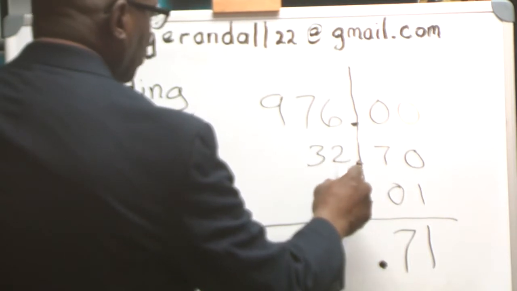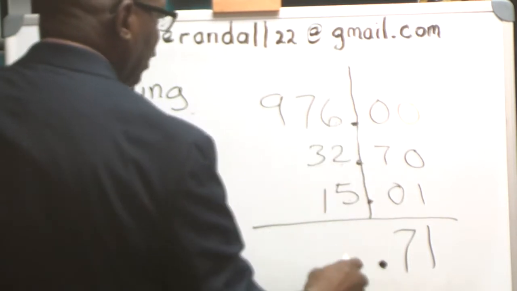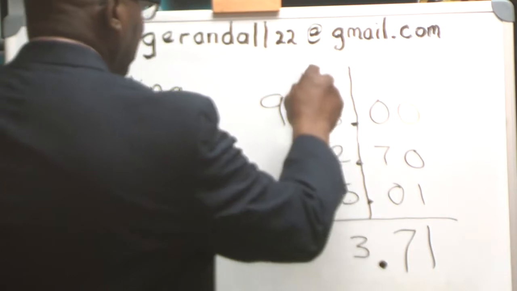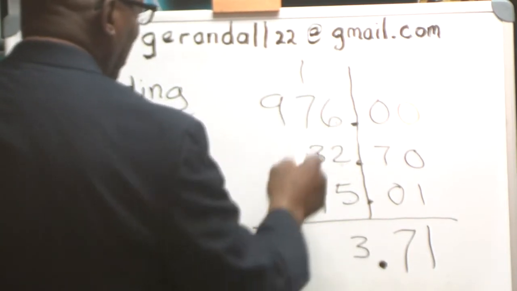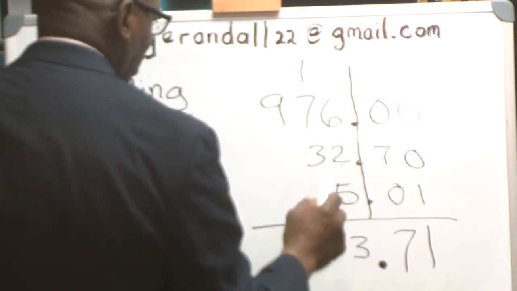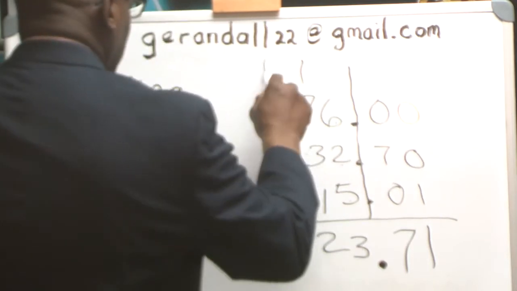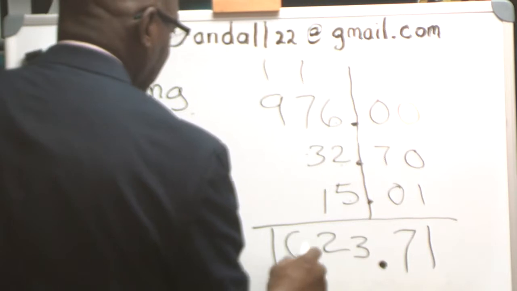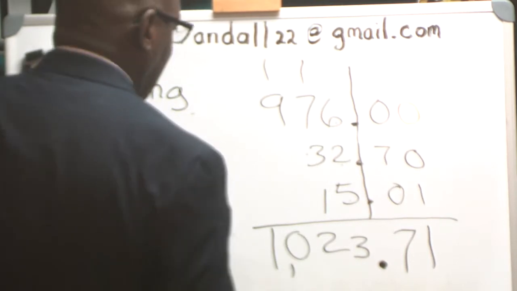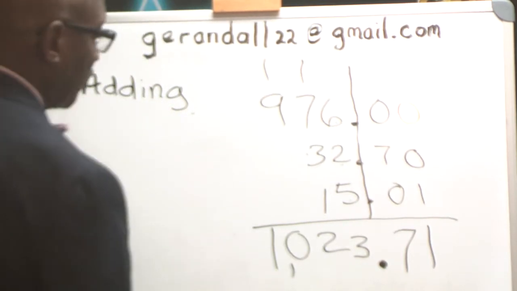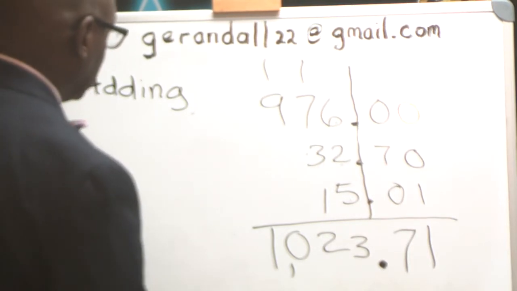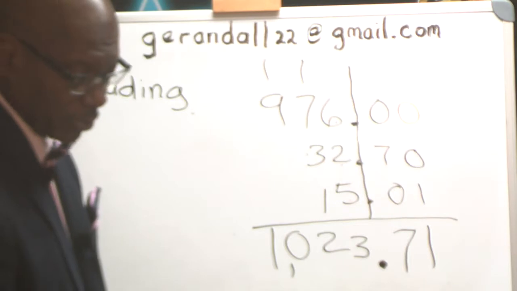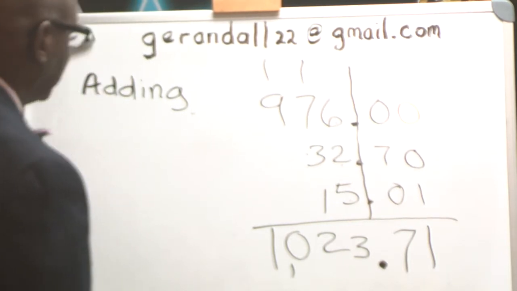5 plus 2 is 7, plus 6 is 13. Carry out 1. 7 and 3 is 10, 1 is 11, 12. Carry out 1. We have 10. And the answer is 1,023 and 71 hundredths. Adding decimals.